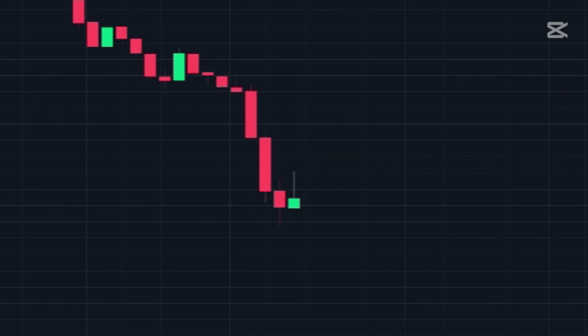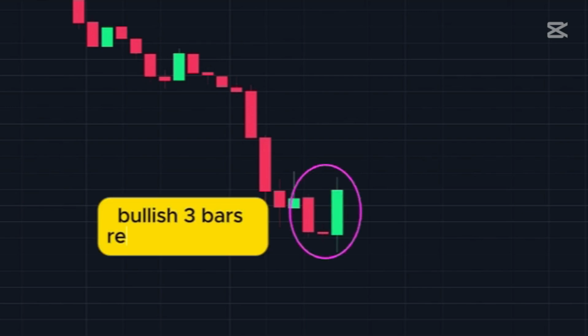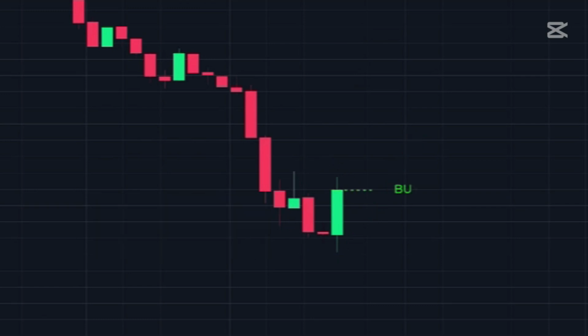For example, in a downtrend, if you see a bullish 3 bar reversal pattern forming, it signals that the trend may reverse to the upside. With this setup, you can enter a buy order at the closing price of the third candle and place stop loss at the low of the second candle.